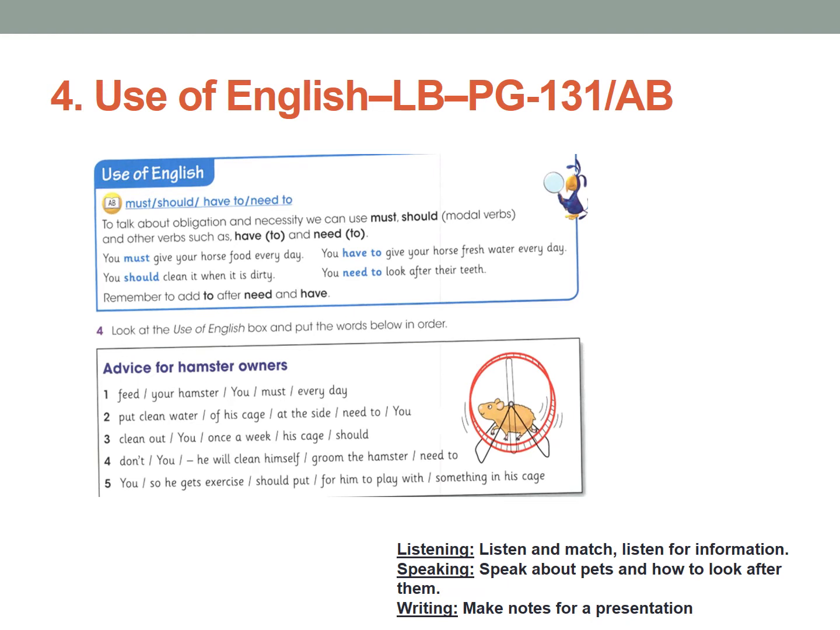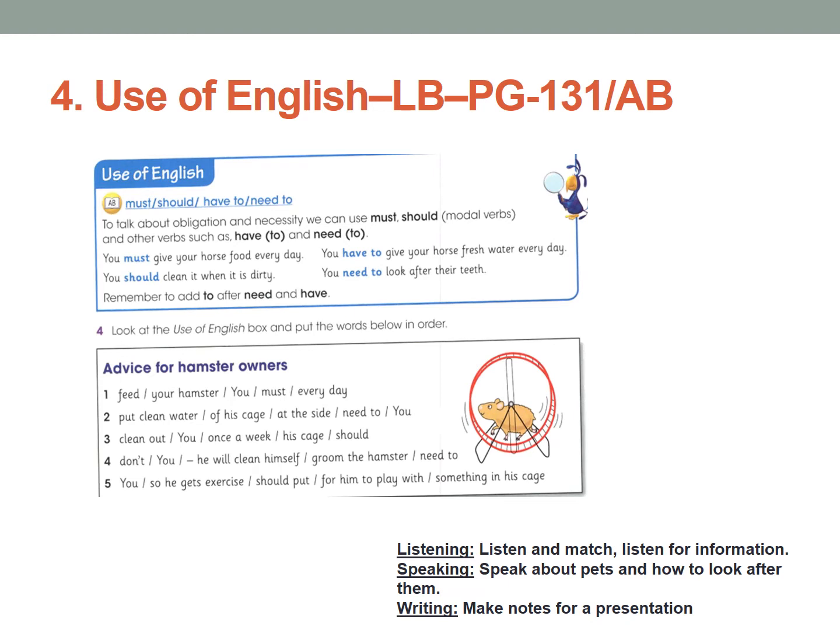So now, advice for a hamster's owner. You need to write down and put the words below in order, in the correct order. If there is have or need, you need to use to. Okay, you need to use to. So now there's number one. I give you one example: feed your hamster, you must, every day.